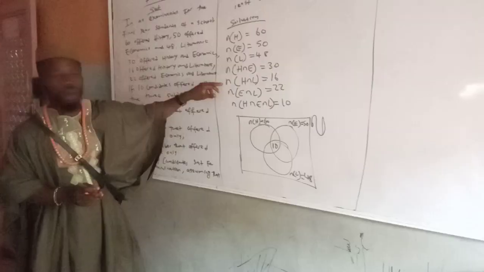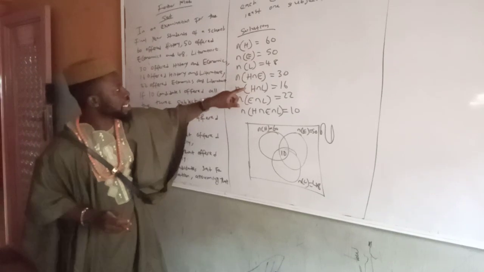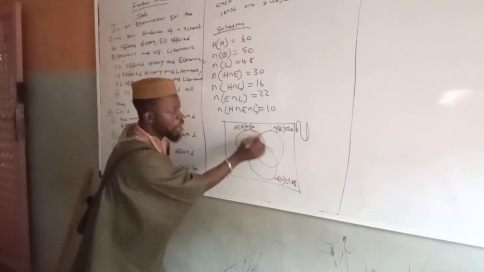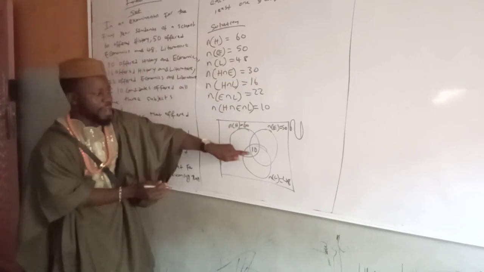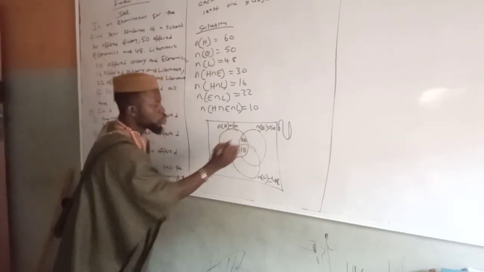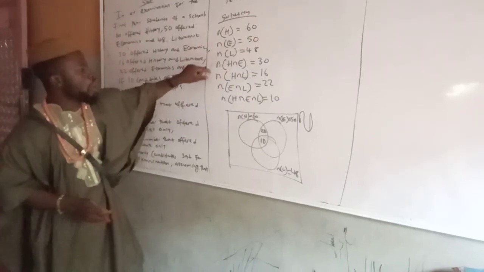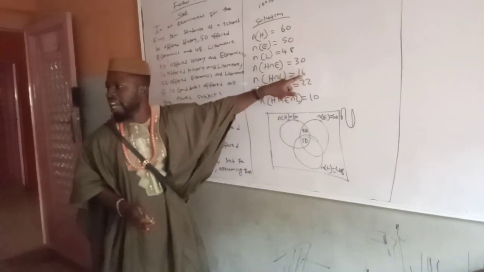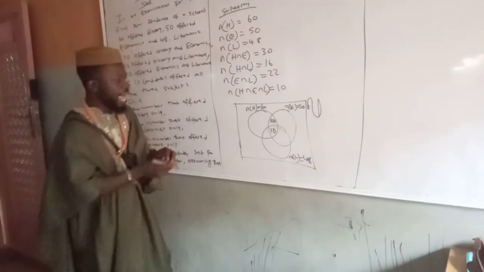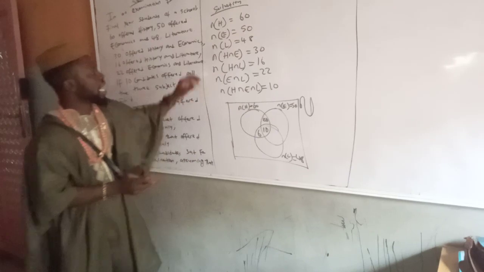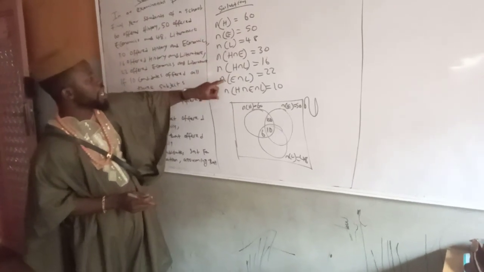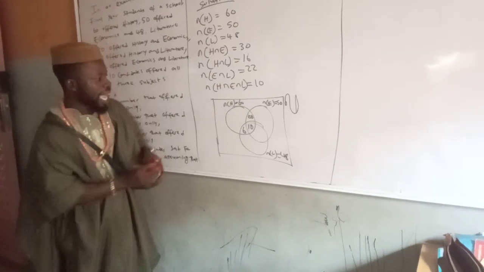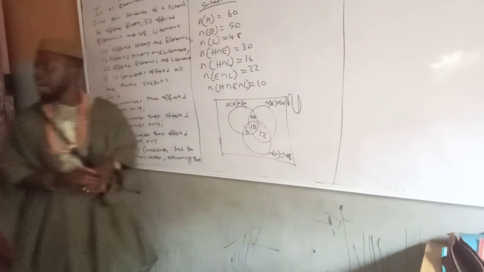Then we go to the overlaps. We are told that history and economics is 30, and don't forget, the whole of this place is going to be 30. So that will be 30 minus 10, which means this place is 20. Also, for history and literature, that is 16. That will be 16 minus 10, which gives us 6. And for economics and literature, that's 22. That was 22 minus 10, and this one will give us 12. Are you with me?